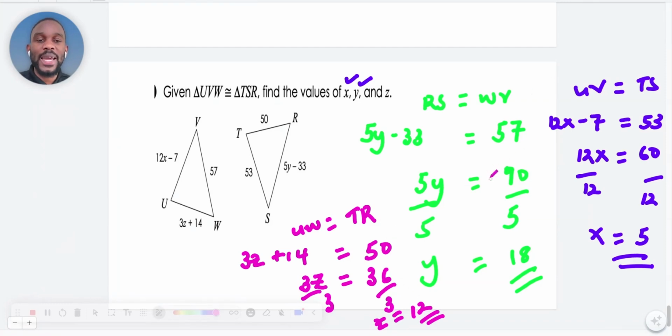I know by now we should know how to solve single-step equations, but please feel free to pause the video and try out those steps and see if you get the answer.